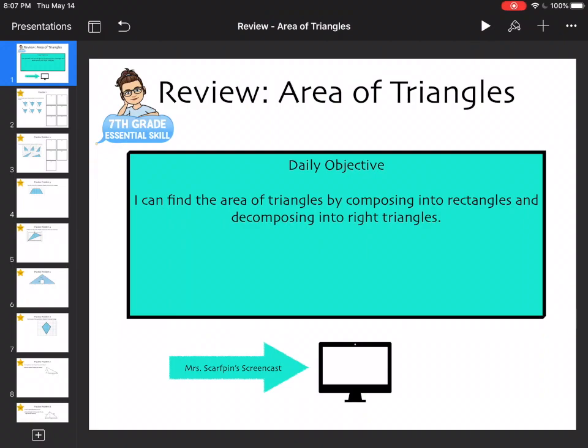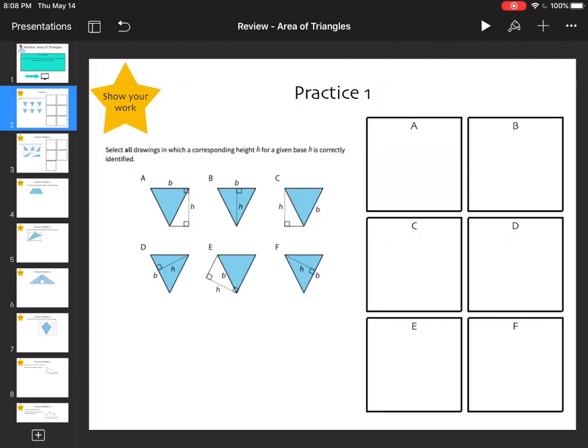Today we're going to review area of triangles. So when we did this in class, we did it with tracing paper and graph lines and all sorts of stuff, and that was where we got that we could compose triangles by decomposing them from rectangles. So we're going to start. Select all the drawings in which the corresponding base and height are correctly identified.